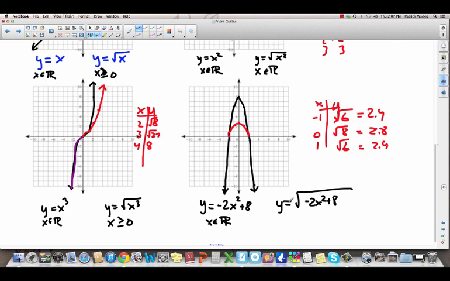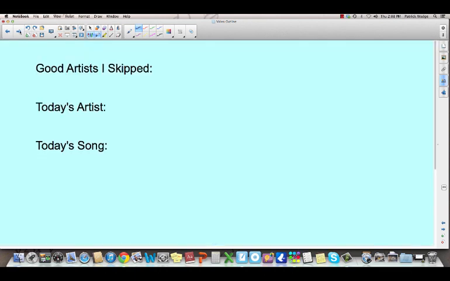What's the domain there? Well, interesting. The domain's from negative 2 less than or equal to x less than or equal to 2. It's between negative 2 and 2, isn't it? Okay, there you go. The only thing I didn't do that they talk about in this chapter is transformations of square root graphs, but we did that in the transformation chapter, chapter 1. So if you don't remember how to do that, you could review chapter 1 a little bit.